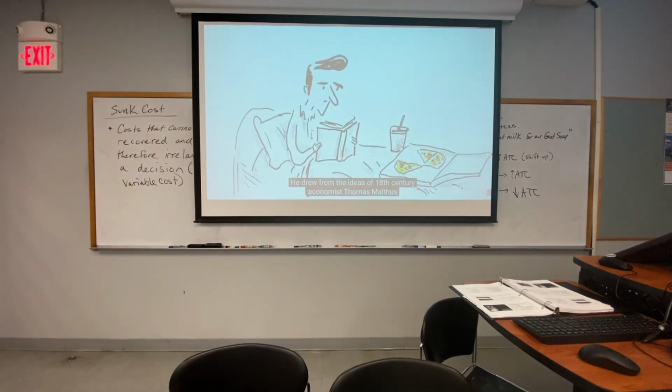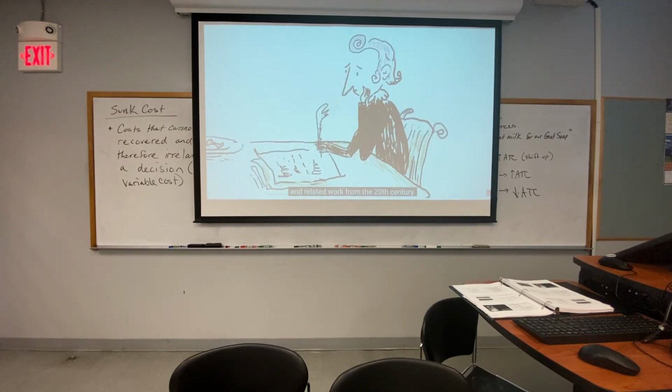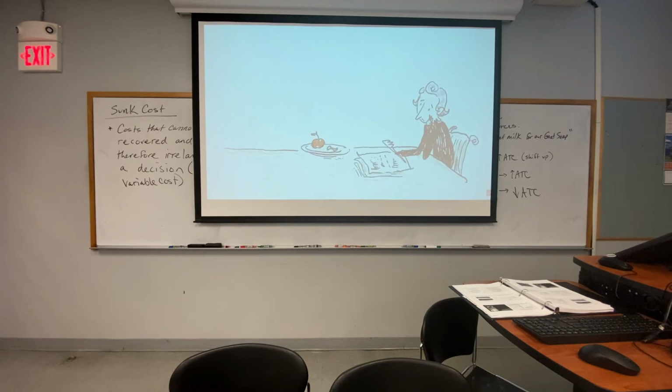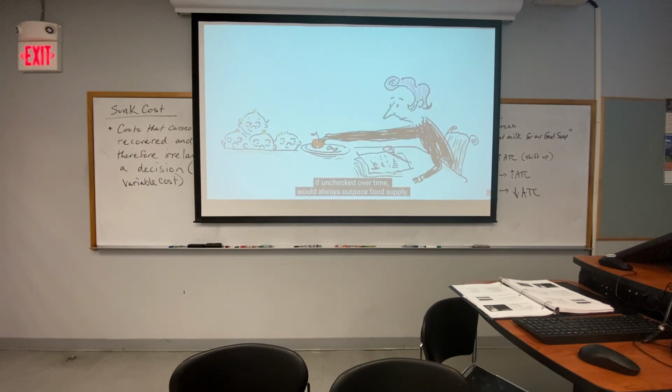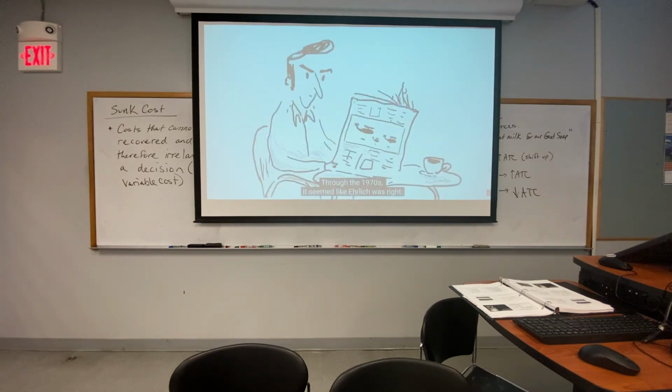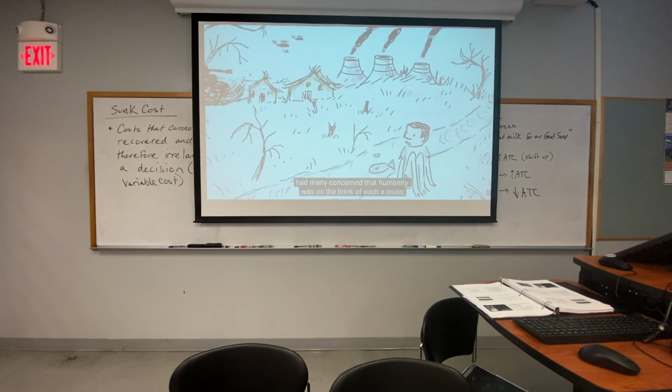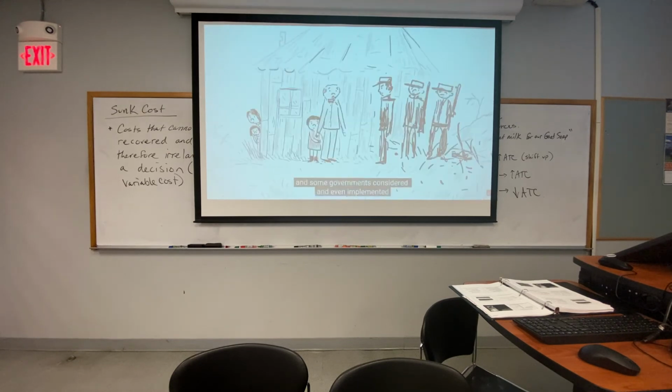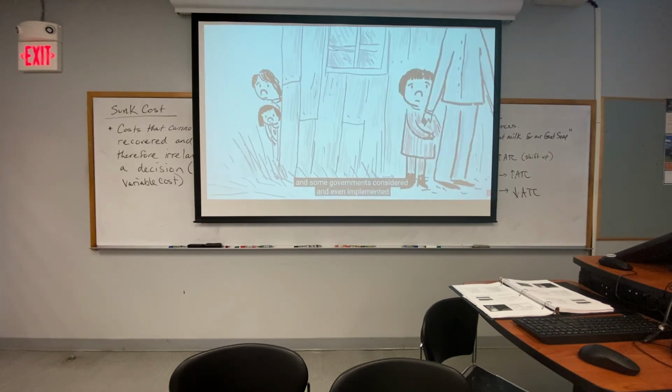He drew on the ideas of 18th century economist Thomas Malthus and related work from the 20th century. Malthus had posited that population growth, if unchecked over time, would always outpace food supply. Through the 1970s, it seemed like Ehrlich was right. Famines, pollution, and political unrest had many concerned that humanity was on the brink of such a crisis, and some governments considered and even implemented policies to limit population growth.